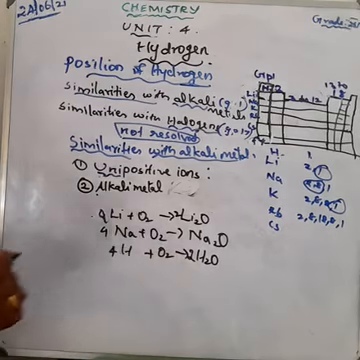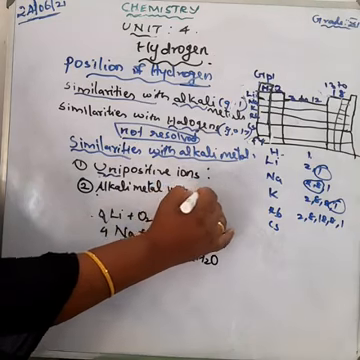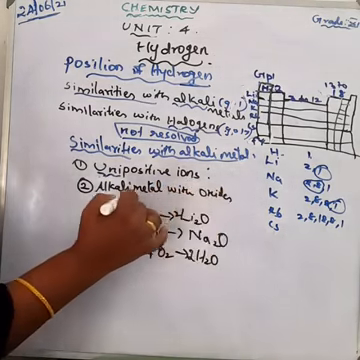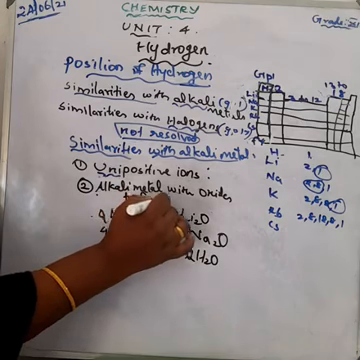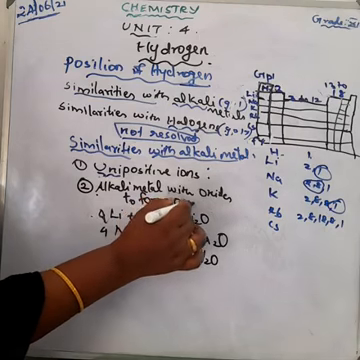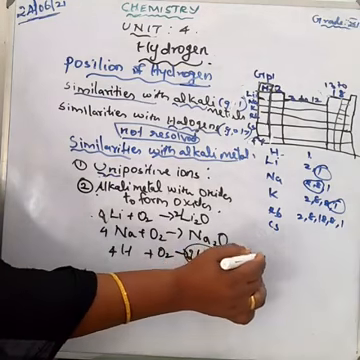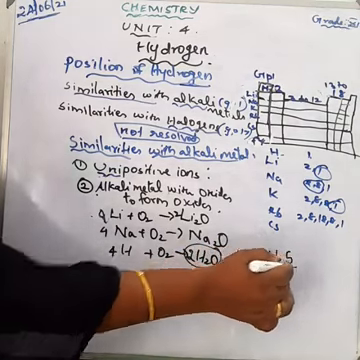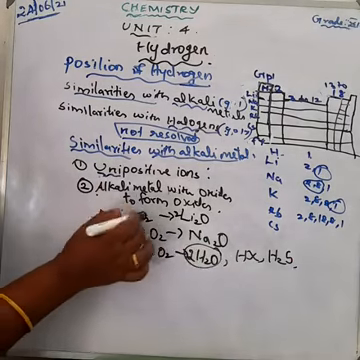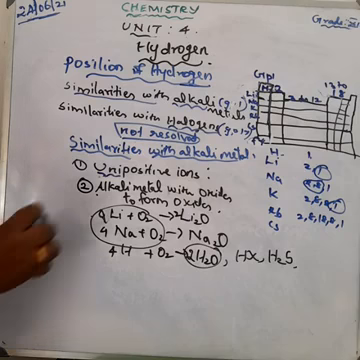What is the second similarity? It forms oxides, peroxides, sulfides, halides like alkali metals. It forms oxides, hydrogen halides, HX meaning hydrogen halides, and hydrogen sulfides like alkali metals. This is the second similar character between hydrogen and the alkali metals. And what is the third similarity?